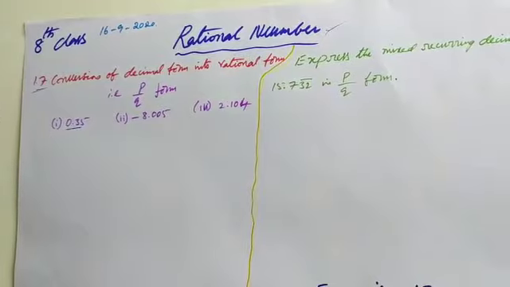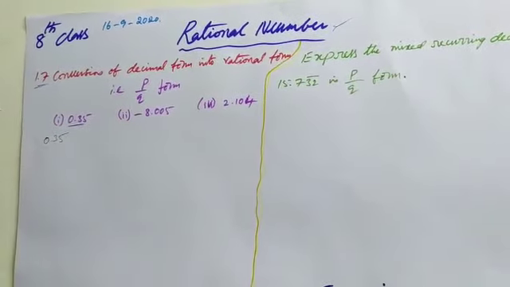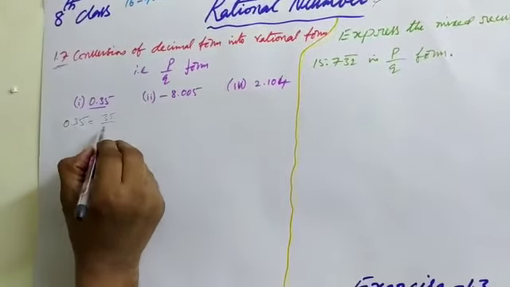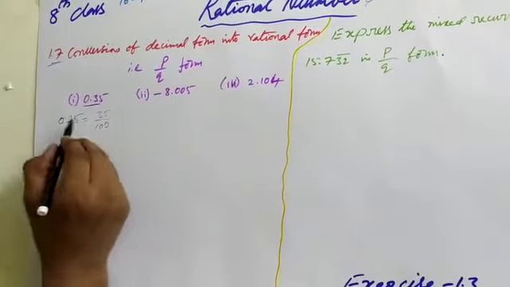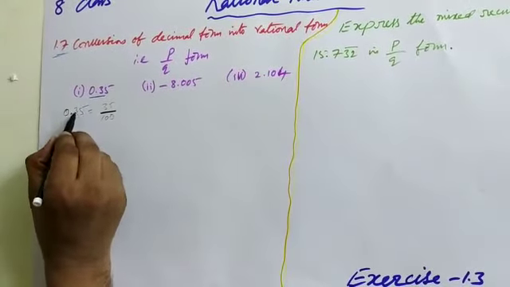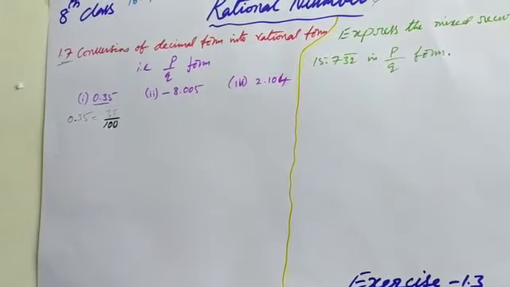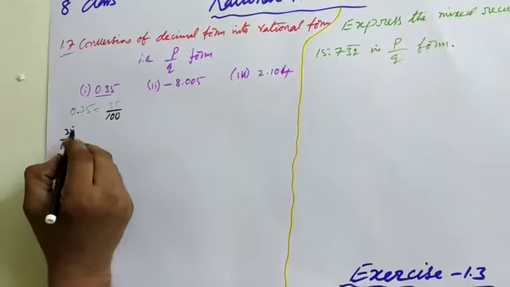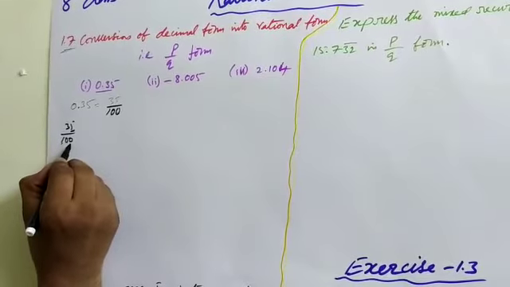See, here is 0.35. What is the meaning of 0.35? 0.35 means 35 divided by 100. Why? Because after the point, how many digits? Two digits, that means 100. Therefore, 35 divided by 100. Here, 5 is the unit digit place, and in the denominator the unit digit place is 0.